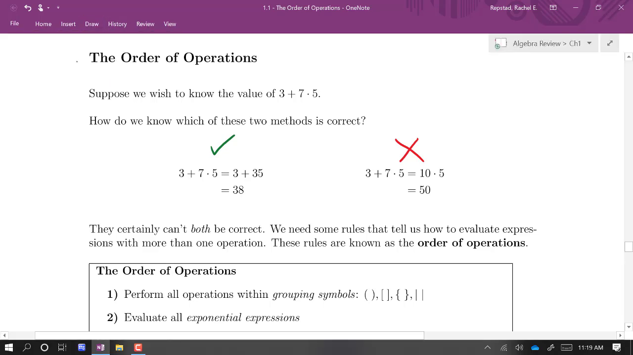And the reason is because when we look at an expression that has multiple operations going on, in this case, we have addition and multiplication, multiplication comes first, unless there's some sort of grouping symbol that tells us specifically that we need to do addition first. We do the multiplication first and then addition last. So this solution on the left is correct. And here is the order of operations.